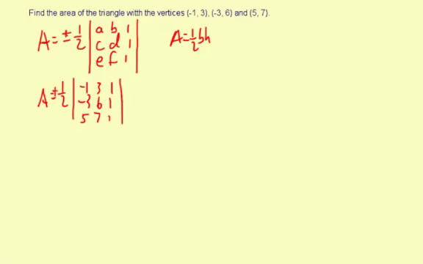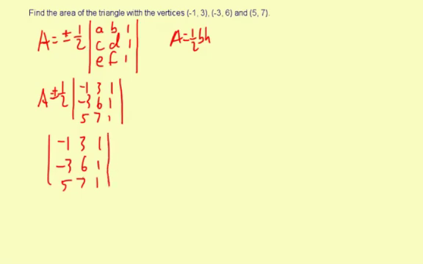So put the plus or minus. So the area is plus or minus 1/2, and then times this 3 by 3 determinant. So let's go ahead and do the 3 by 3 determinant and then figure out what the area is. I'm just going to do the determinant part: -1, 3, 1, -3, 6, 1, 5, 7, 1.